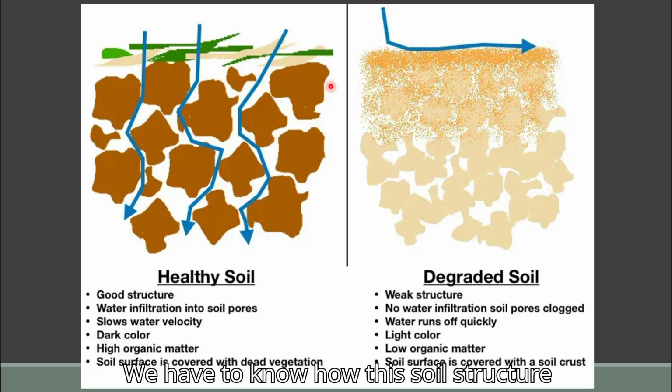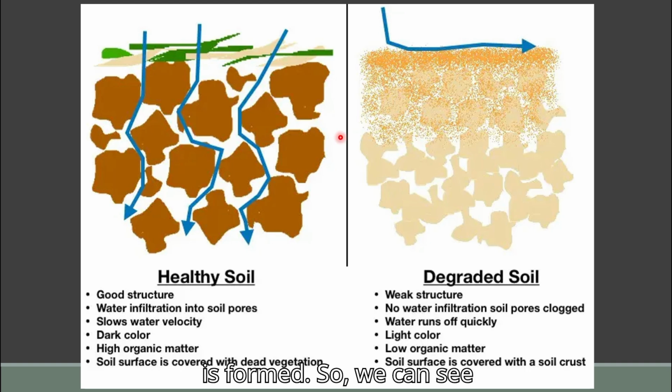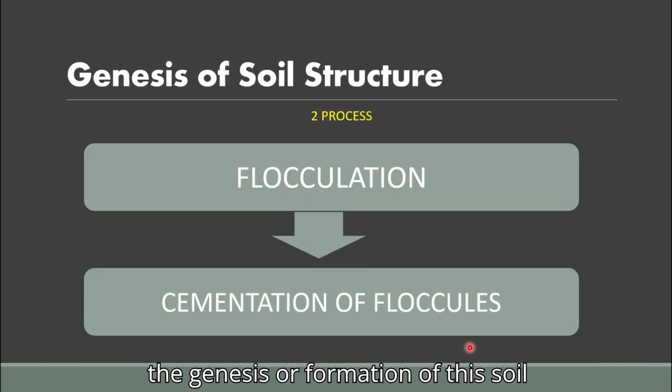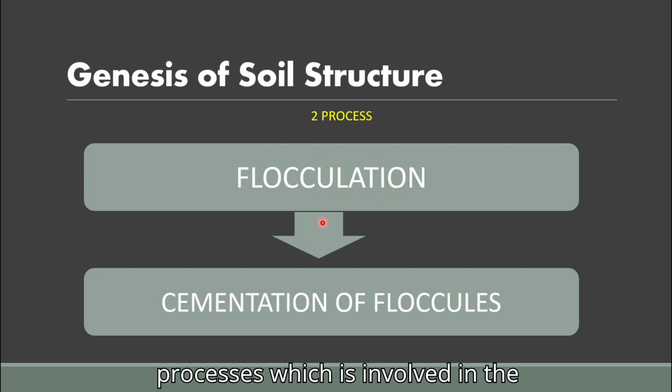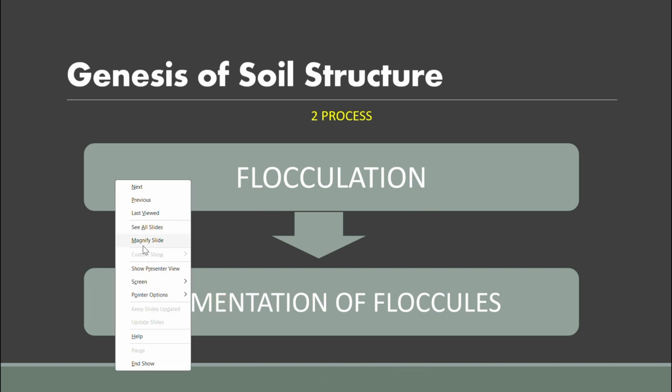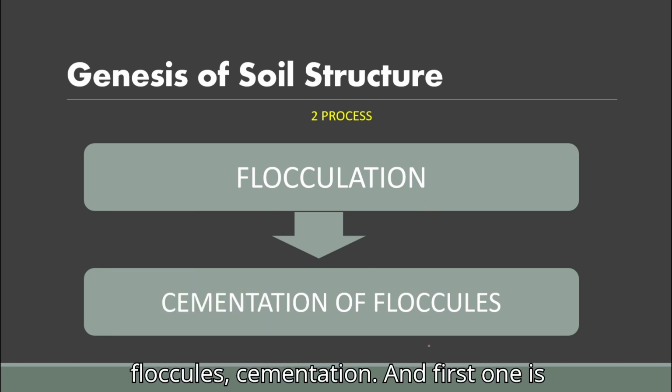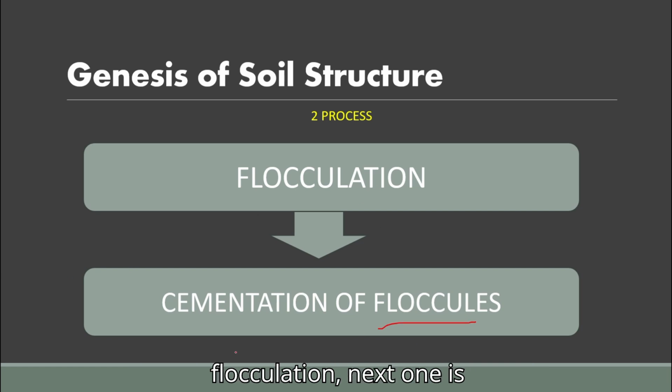We have to know how this soil structure is formed. So we can see the genesis or formation of soil structure in detail. There are two processes involved in the genesis of soil structure. The first one is flocculation, and the next one is cementation of floccules.